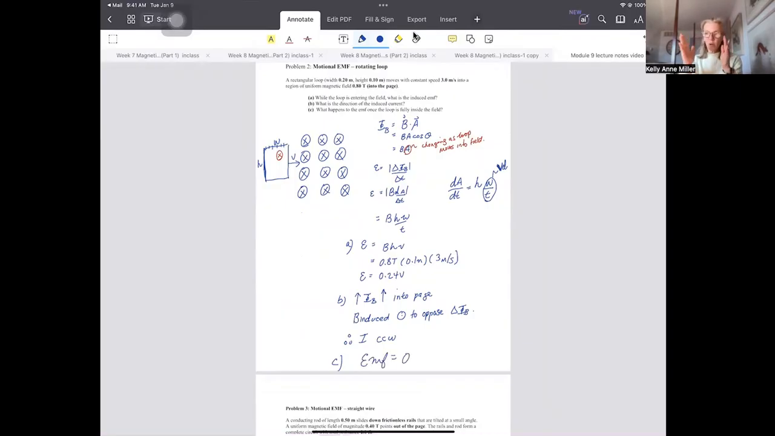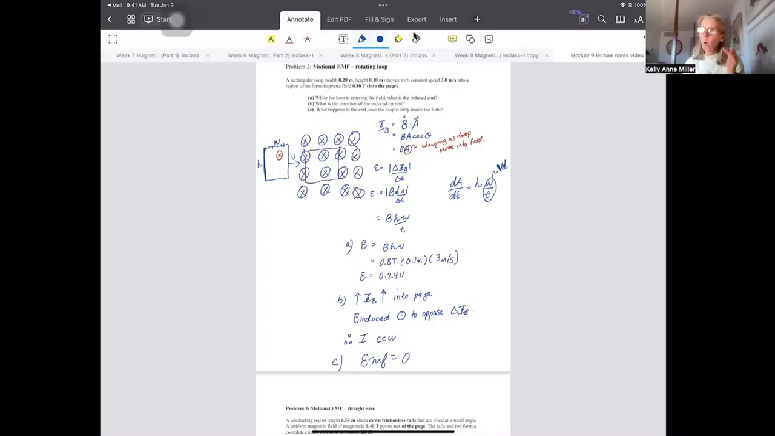Once the loop is totally inside, let me draw it like this. Once the loop is here, as it gets dragged through, assuming it's still in the field, maybe the field extends like here.